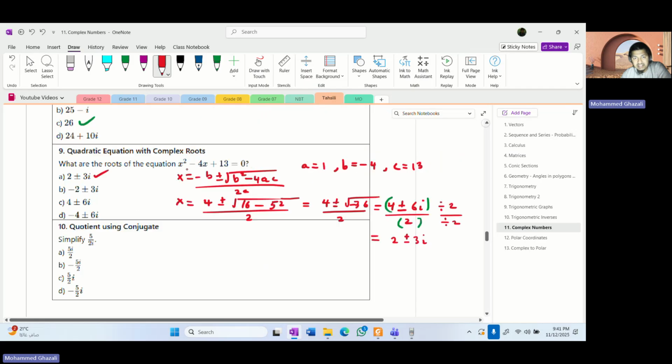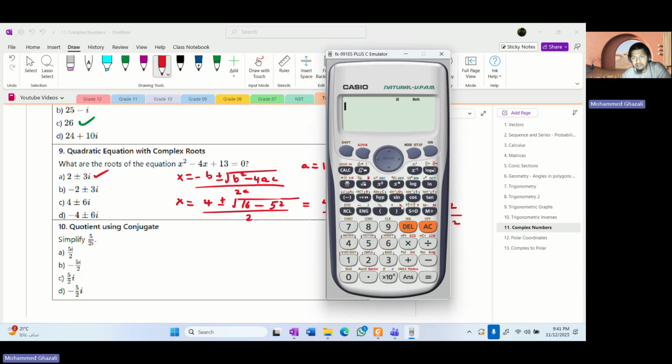Now, we want to check if that's actually the answer. So let's put it into the equation solver, mode 5, and you're solving the quadratic equation. So select option 3. The coefficient of x squared is 1, the coefficient of x is -4, and the constant is 13. See what answer you get? 2 plus 3i and 2 minus 3i. So the answer is correct.